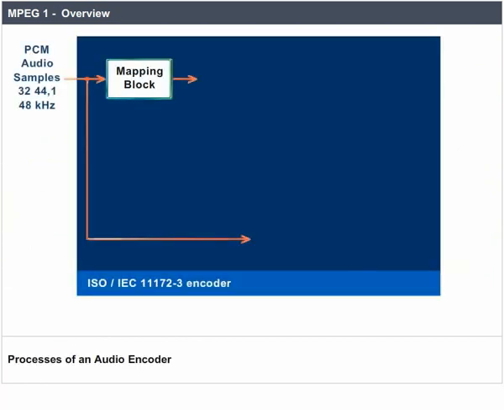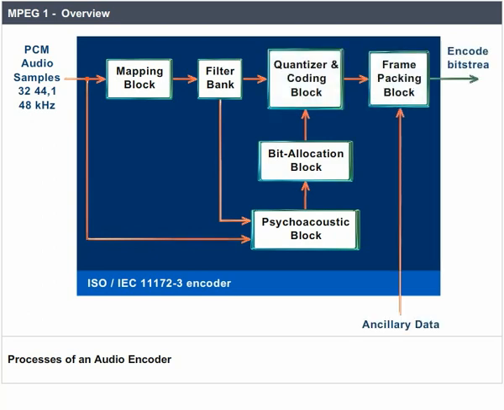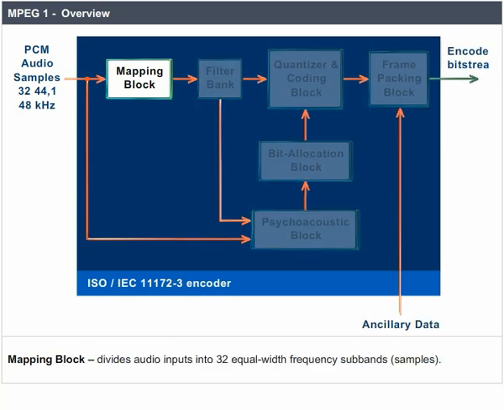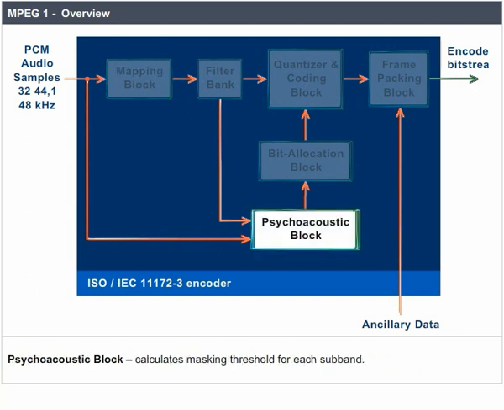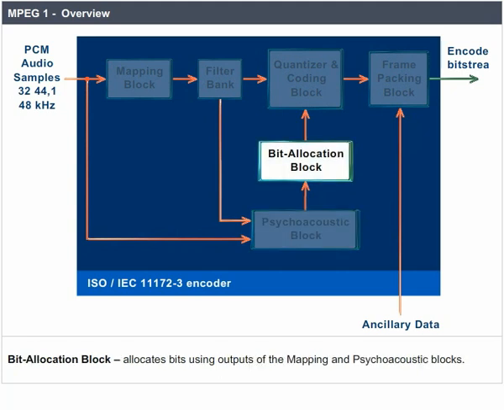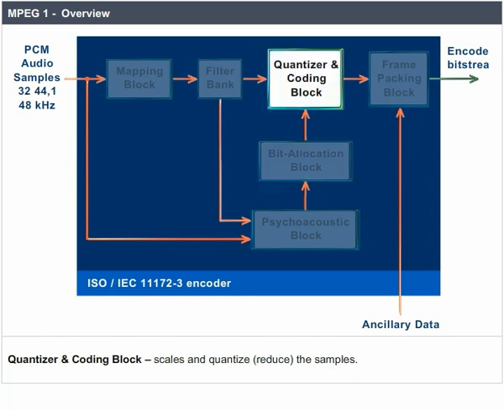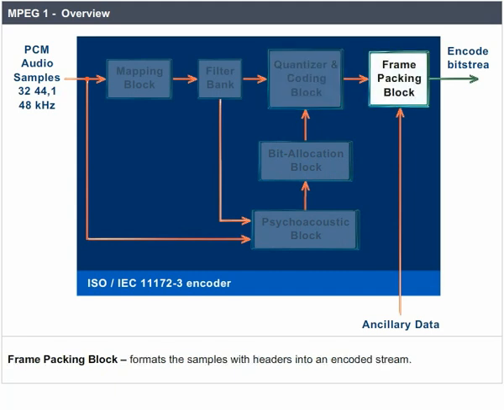Processes of audio encoder. Mapping block divides audio inputs into 32 equal width frequency subbands, samples. Psychoacoustic block calculates masking threshold for each subband. Bit allocation block allocates bits using outputs of the mapping and psychoacoustic blocks. Quantizer and coding block scales and quantizes, reducing the samples. Frame packing block formats the samples with headers into an encoded stream.